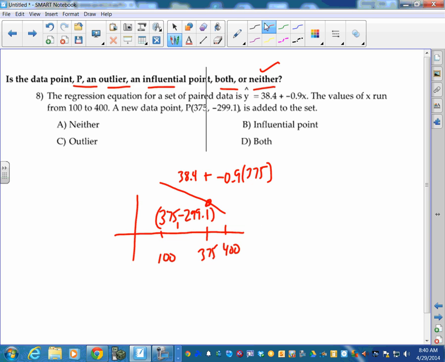Well, let's say you put something in, a new data point, and it was way up here. Wouldn't the line have to change to go get it? Wouldn't that change your equation? And if it's way up there, not even worth doing it, you just throw it out, that's an outlier. So influential, I think, means it's going to change your graph. Outlier means you can throw it out. And both means, well, you got a choice.